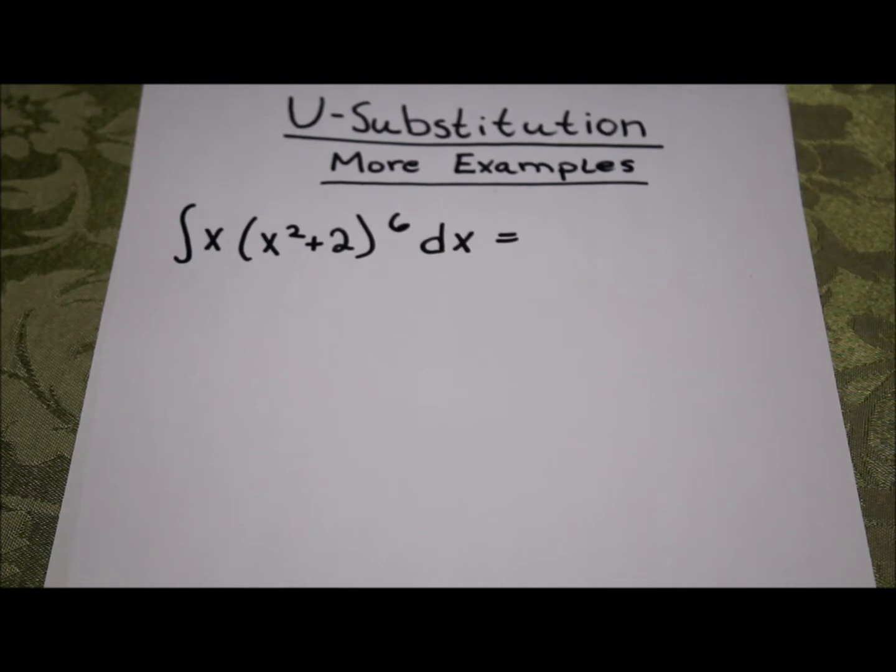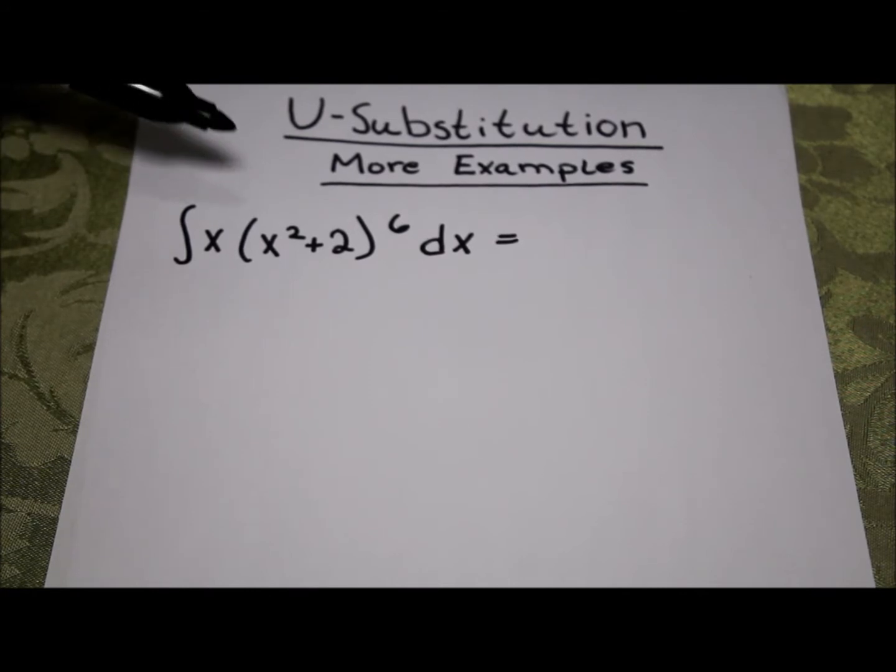Now there's a lot going on in this problem. We have x squared plus 2 inside the parenthesis raised to a 6th power, and then we have x on the outside. Without using U-substitution, it would be really hard to integrate this problem. And how do we use U-substitution in this case? If you look at the inside, we have x squared plus 2.